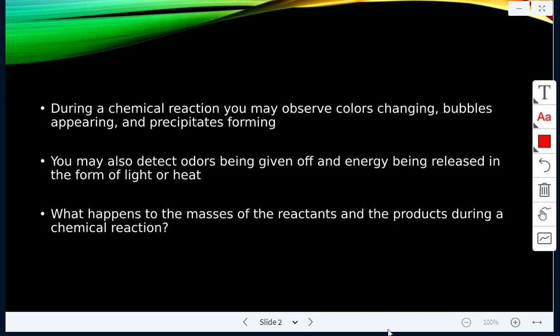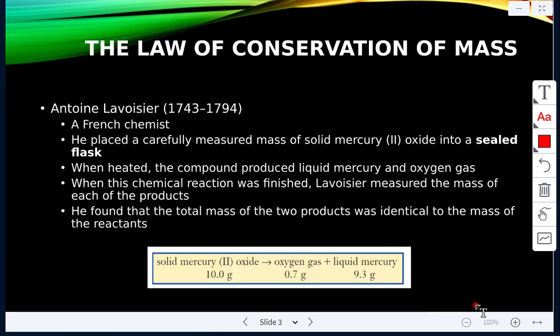But what happens to the masses of the reactants and the products during a chemical reaction? That brings us to the law of conservation of mass. Antoine Lavoisier, 1743 to 1794, was a French chemist, and he did experiments where he placed a carefully measured mass of solid mercury(II) oxide into a sealed flask. Very important is that it was a sealed flask. It wasn't open.